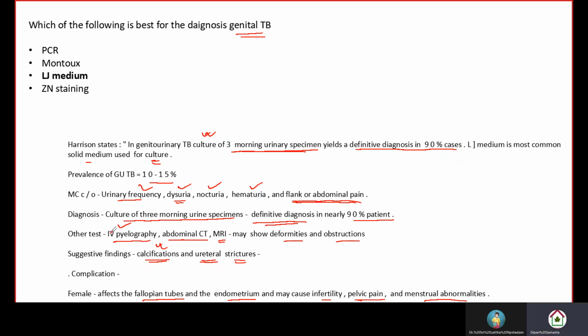So this is about genital TB, and you must remember this test: three morning urinary specimens yield a definitive diagnosis for genitourinary TB. And the medium is LJ medium.